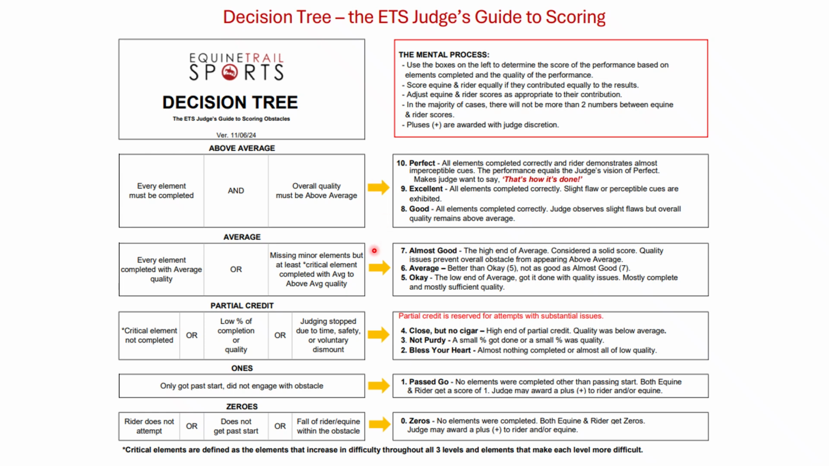A 7 is almost good, the high end of average, considered a solid score. Quality issues prevent overall obstacle from appearing above average. You have a 7 when there's just one tiny thing keeping them from scoring above average. Maybe they completed all the critical elements with above average quality, but they missed the minor element of the stop at the end cone.